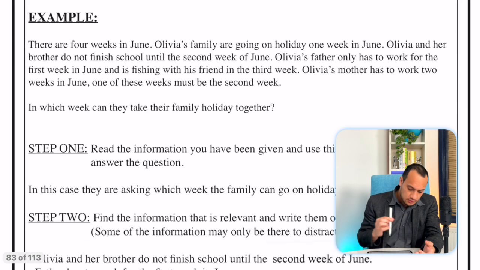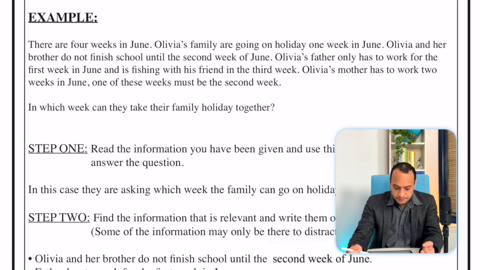So let's read this through. There are 4 weeks in June. Olivia's family are going on holiday 1 week in June. Olivia and her brother do not finish school until the 2nd week of June. Olivia's father only has to work for the 1st week of June and is fishing with his friend in the 3rd week. Olivia's mother has to work 2 weeks in June. One of these weeks must be the 2nd week. In which week can they take their family holiday together?